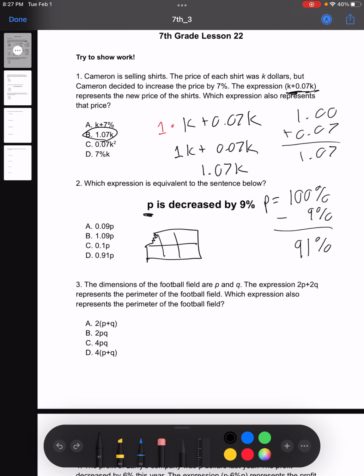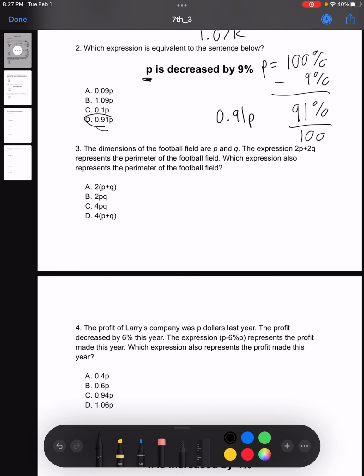And we also know that we can rewrite a percentage as a decimal. All we need to do is divide it by 100, and doing that gets us 0.91P, making our answer D. Pretty much all we did was recognize that P is equivalent to, say, 100% of it, and if we decrease 9%, we're left with 91%, and we rewrote the 91% as 0.91 as a decimal. Let's move on to number 3.